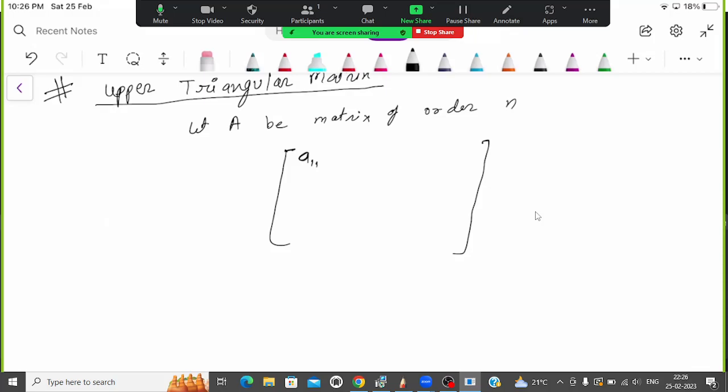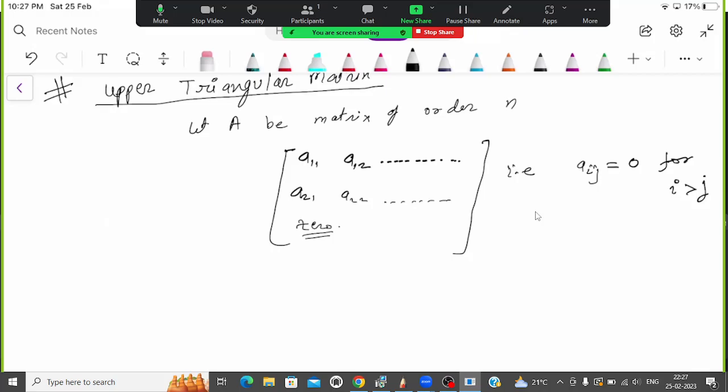First row, first column, first row, second column element, and so on. Second row, first column, second row, second column, up to n, and all other elements are 0. So that is a_ij is 0 for i greater than j. This is the condition of an upper triangular matrix.